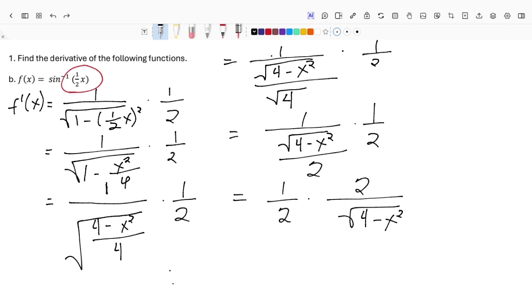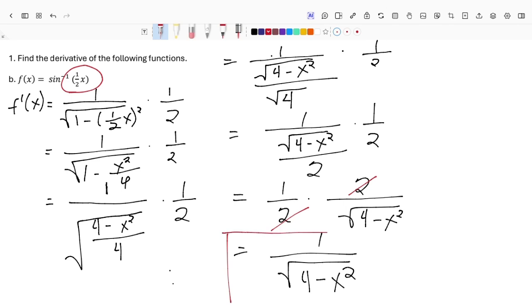Okay. Now that we have settled this, we need to simplify the constant. And the constant here is the 2. So we cancel out 2, which gives us the final answer, 1 over square root of 4 minus x squared. Therefore, the derivative of our function f of x equals sine inverse of 1 half x is 1 over square root of 4 minus x squared.